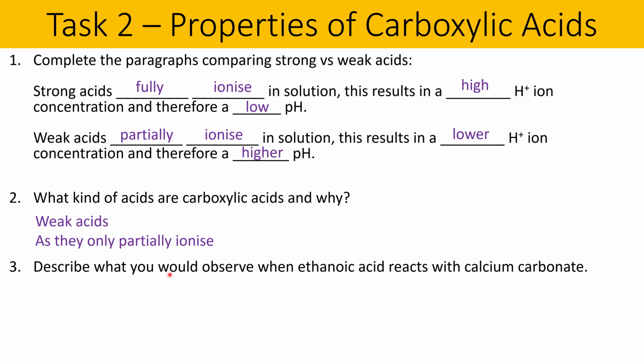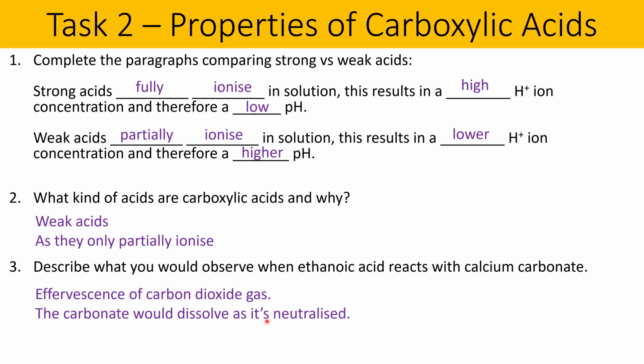And finally, we've got to describe what we would observe when ethanoic acid reacts with calcium carbonate. Well, the first thing we're going to observe pretty much straight away is the effervescence of carbon dioxide gas. So you're going to see bubbles, which of course you could test by bubbling it through lime water, which is the test for carbon dioxide, which would turn from colourless to cloudy. And the second observation is that the metal carbonate, so calcium carbonate in this case, would actually dissolve as it's being neutralised by the acid.